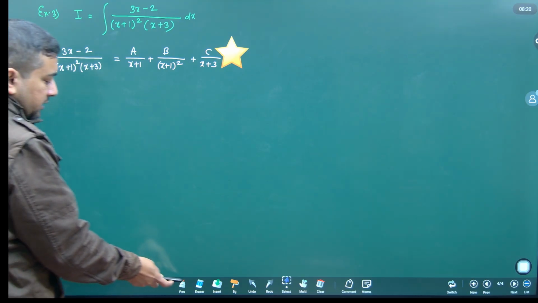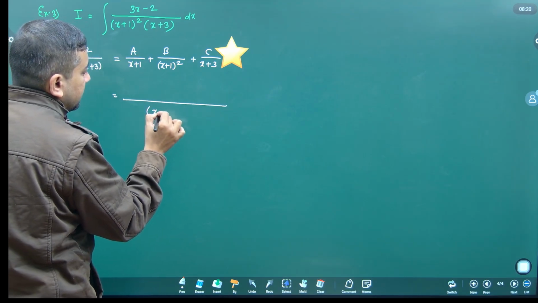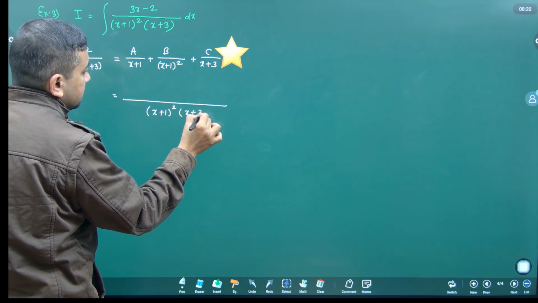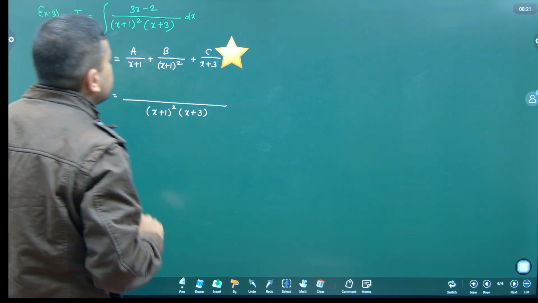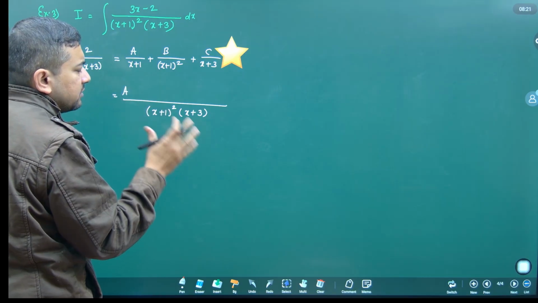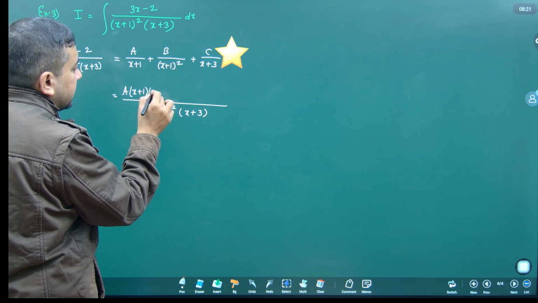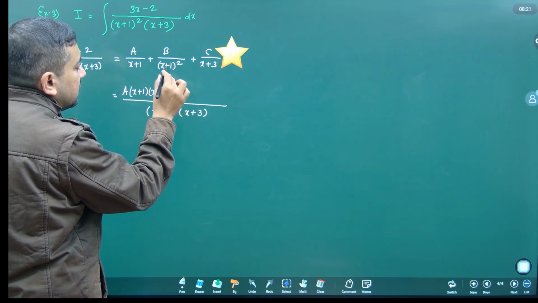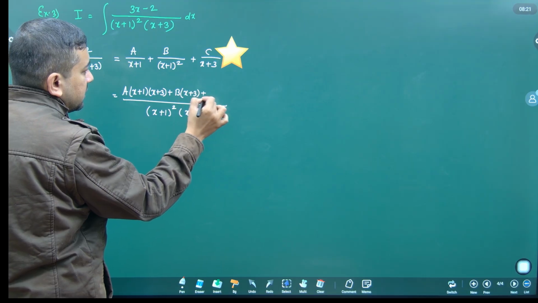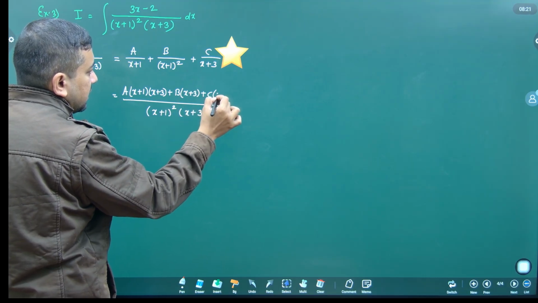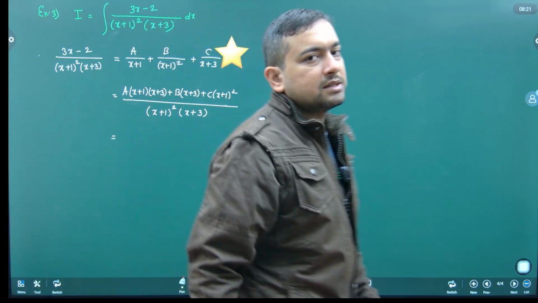Now, again, the procedure will remain the same. Let us take the LCM. What will be the LCM? The LCM will be (x plus 1) square into (x plus 3). Is it correct? Now, if this is the LCM, what will be the changes in the numerator? A into whatever terms are missing. x plus 1 is there; what is missing? One x plus 1 is missing, and x plus 3 is missing. Plus B into (x plus 1) square is there; this term is missing, so you will write here x plus 3. Plus C into x plus 3 is there; what is missing? (x plus 1) square.